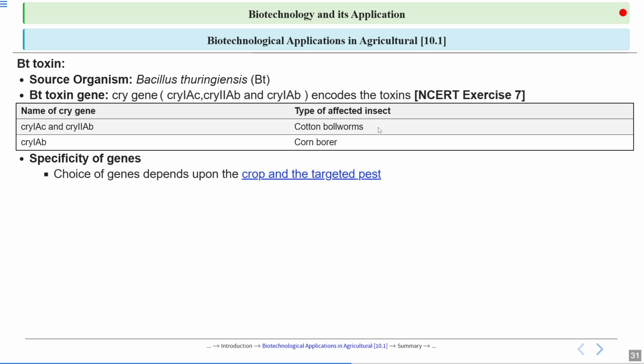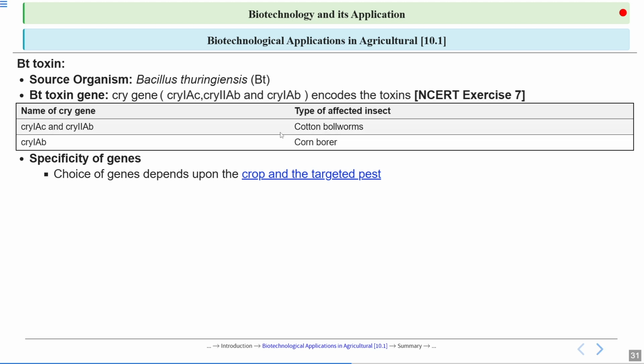Now, what is the specificity of this gene? The choice of genes depends upon the crops and the target pest. So, how will we isolate this gene? What is going to be our choice, which gene we want? This depends upon the crop that we are taking. Is it cotton, potato, tomato, or any other crop, and what is the targeted pest?